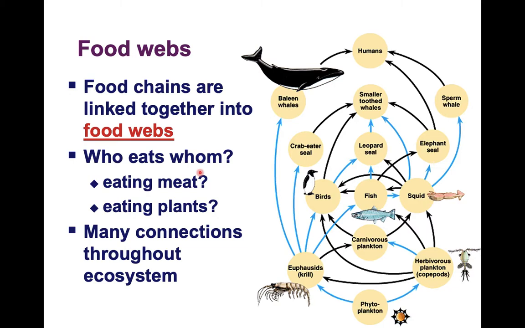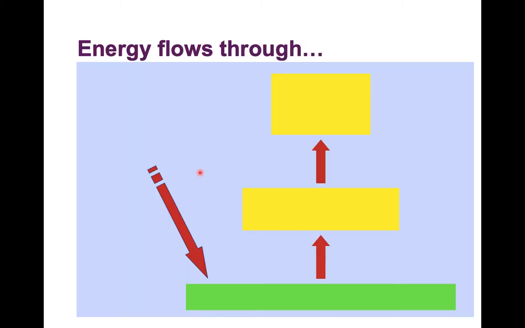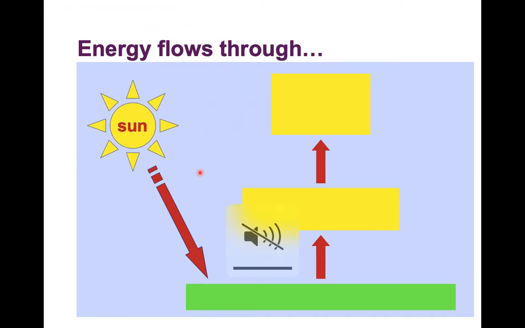All right, so in your note taker, we're going to see the food webs on the back of your note taker in just a moment. But before we look at food webs, I want to continue looking at energy flowing through ecosystems.